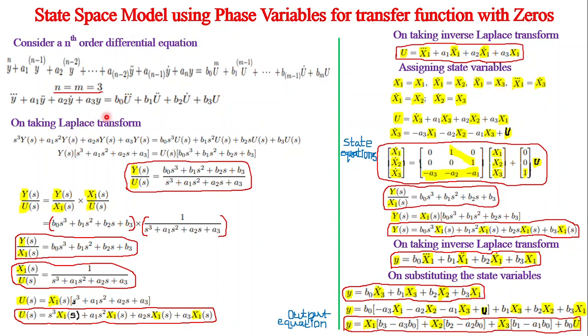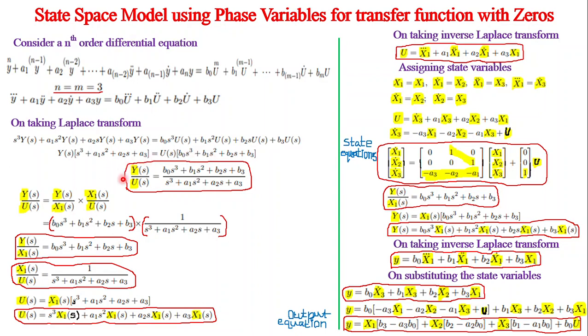If we take the Laplace transformation of this with zero initial conditions, we get s cube Y(s) plus a1 s square Y(s) plus a2 s Y(s) plus a3 Y(s) equal to b0 s cube U(s) plus b1 s square U(s) plus b2 s U(s) plus b3 U(s). If we arrange that expression properly, Y(s) by U(s) equals b0 s cube plus b1 s square plus b2 s plus b3 divided by s cube plus a1 s square plus a2 s plus a3.